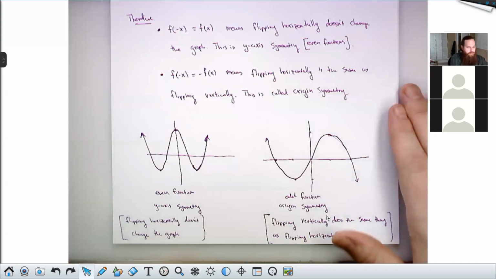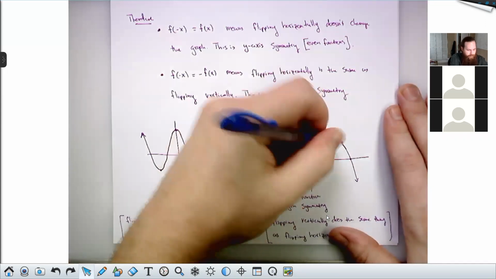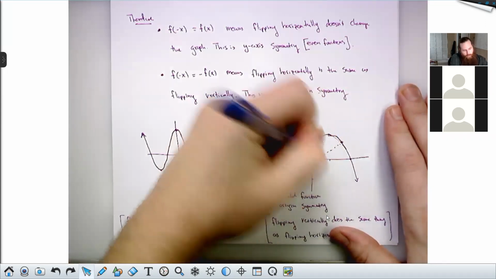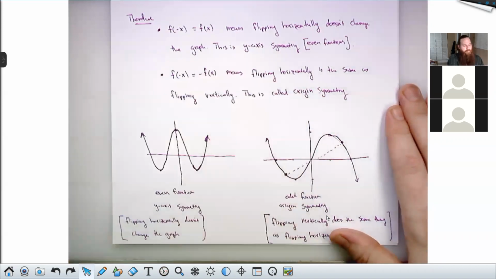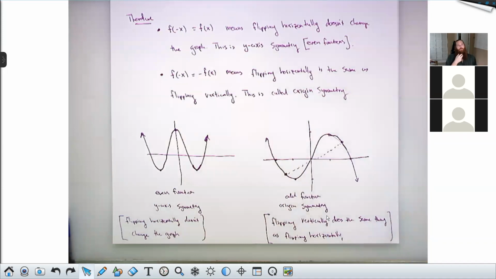Another way to think of origin symmetry is if you take a point over here and you reflect it through the origin, you'll land back on the graph. That's another way to think about origin symmetry. So if the flipping both ways being the same doesn't satisfy you geometrically, you can think about it that way also. But I encourage you to think about it the way I described. Flipping vertically is the same as flipping horizontally, because that translates immediately into the definition here.